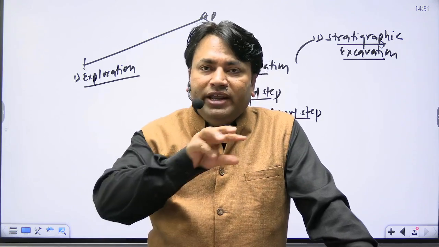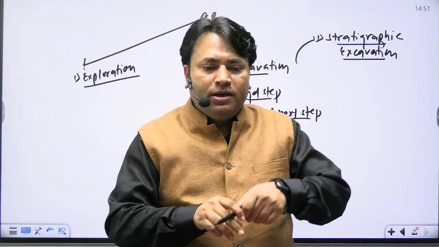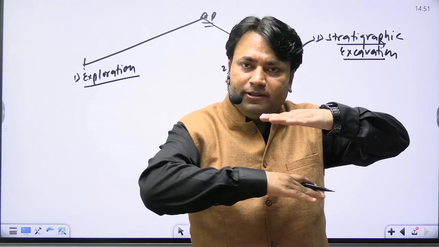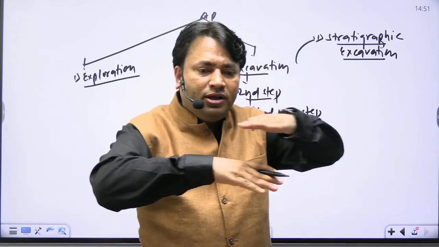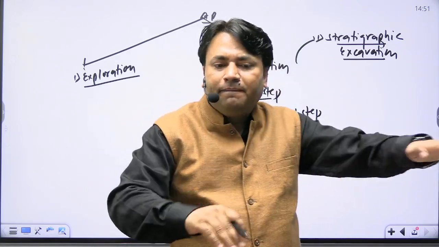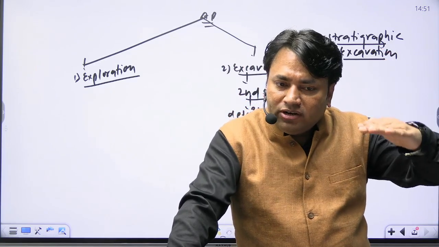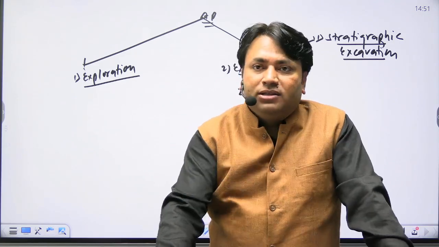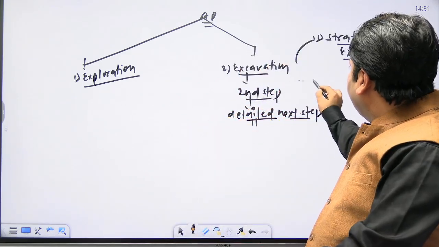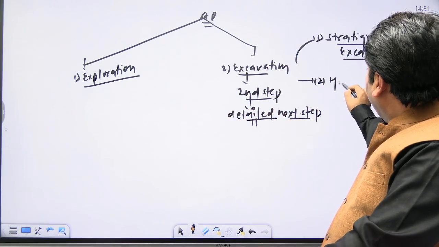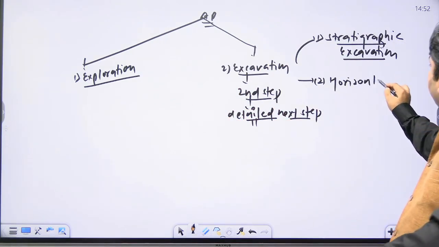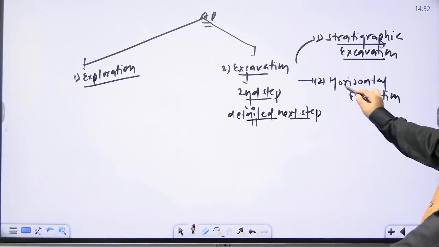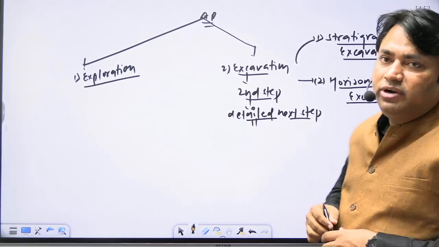So here, very carefully, the layers of the soil are removed one after another. It means you have to remove soil layer by layer, and finally you will reach the buried remains. So this is one method. The second very popular method that is used here is horizontal excavation. This is the second most popular method.